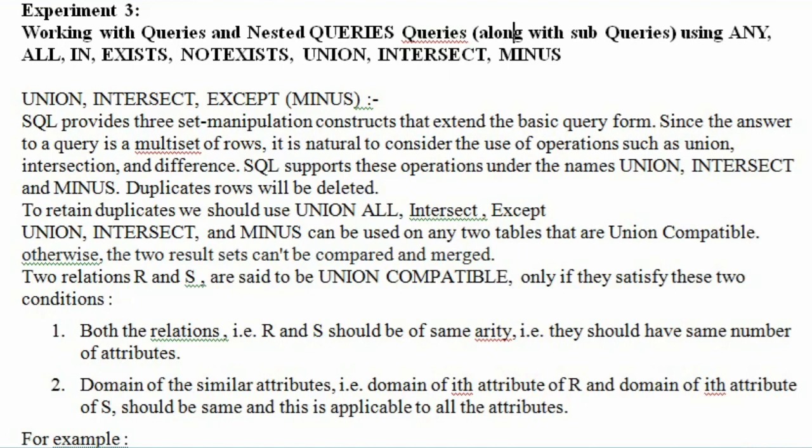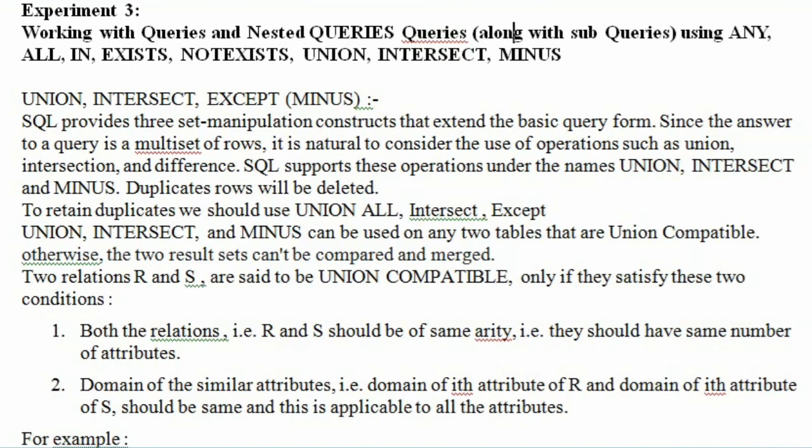To perform the union, intersect and minus operation, the first thing you need to see is that the two tables are union compatible. I'm talking about the result that you obtain from two different queries. So the result is a table in itself. And to apply the union operation between these two tables, the condition is that the two tables should be union compatible. What is meant by union compatible? If it is not union compatible, then the two result sets can't be compared and merged. You cannot perform this operation.